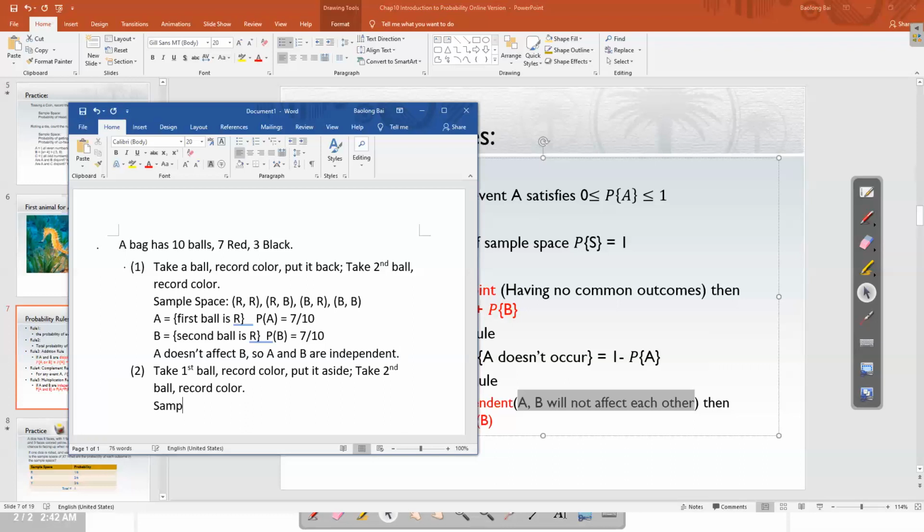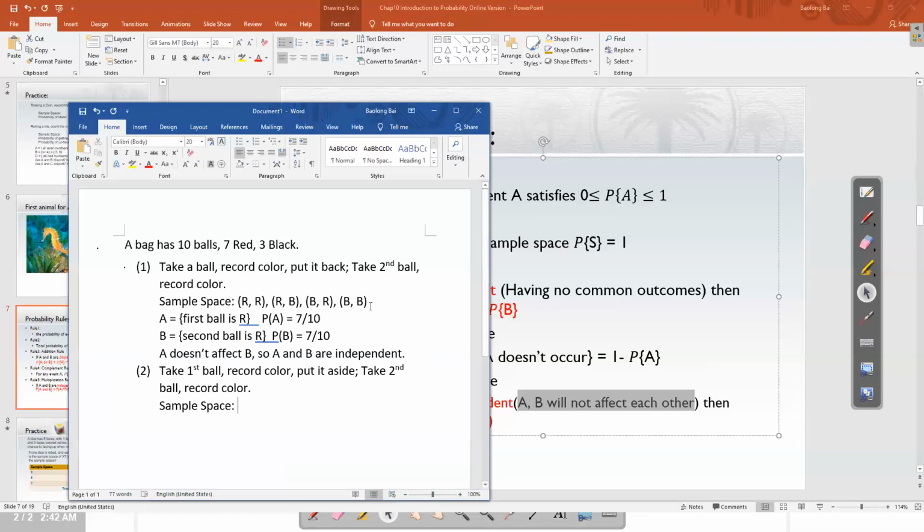Okay, this is a random process. So the sample space will be what? You're still recording 2 colors, right? So if you think about it, the sample space will stay the same, right? And now we define event A as the first ball is red. And then we can define event B as the second ball is red. It's the same event definition.